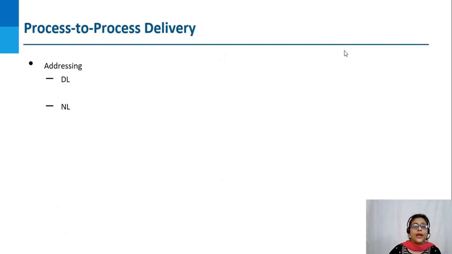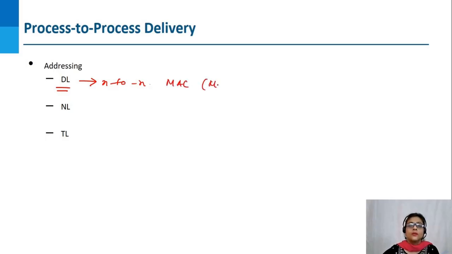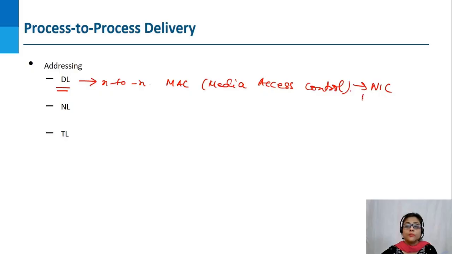There can be three types of addressing. One addressing is at the data link layer. Data link layer means node-to-node delivery of data. Here we need the MAC address, or media access control address. This is mainly given by the NIC, or network interface card, by the manufacturer, and it resides within the computer.